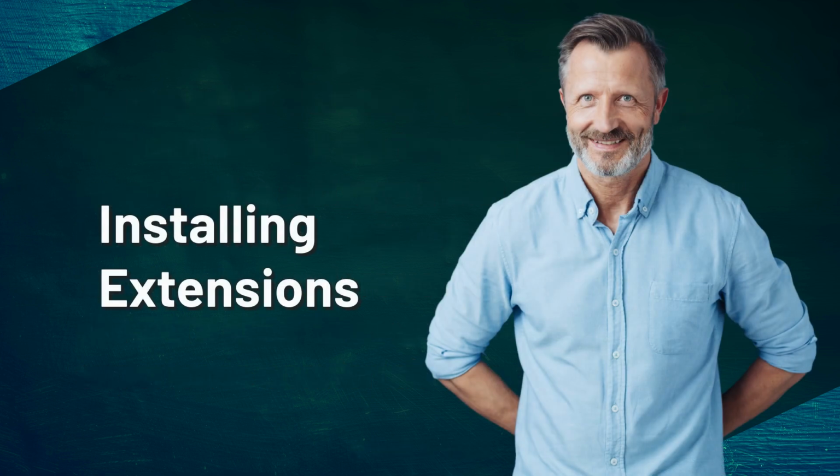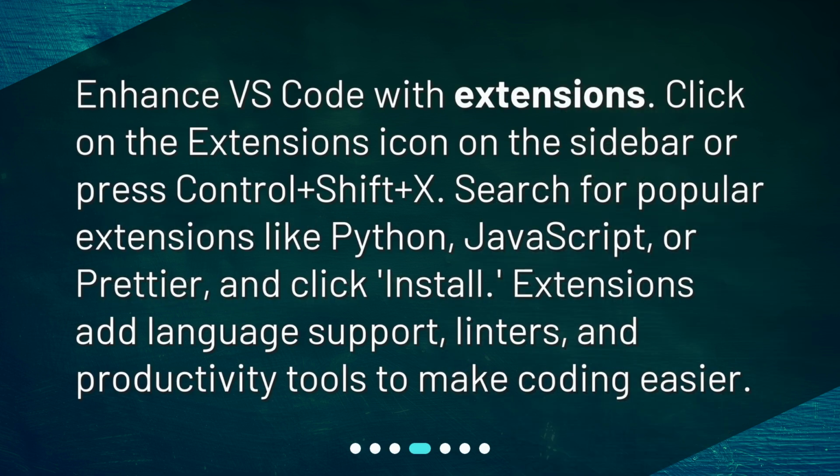Installing extensions. Enhance VS Code with extensions. Click on the extensions icon on the sidebar or press Ctrl-Shift-X. Search for popular extensions like Python, JavaScript, or Prettier and click Install. Extensions add language support, linters, and productivity tools to make coding easier.